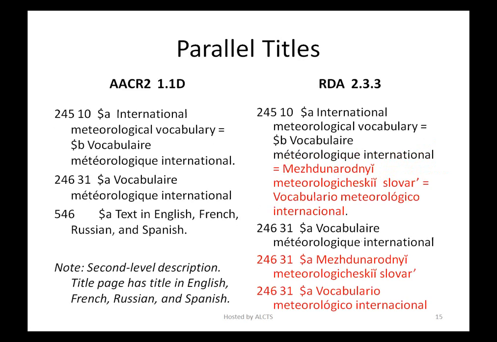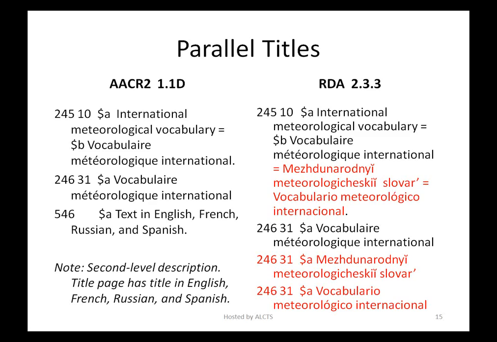Just another parallel title example. In AACR2 1.1D2, we get instructions on how many parallel titles to record and which ones. And in general, at least in U.S. practice, we follow the Library of Congress, which has told us that we will generally prepare a second level description, and that would be that we would give the first parallel title and any subsequent parallel title that is in English. So here's an example of that.